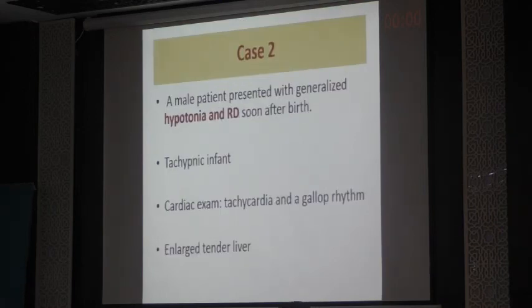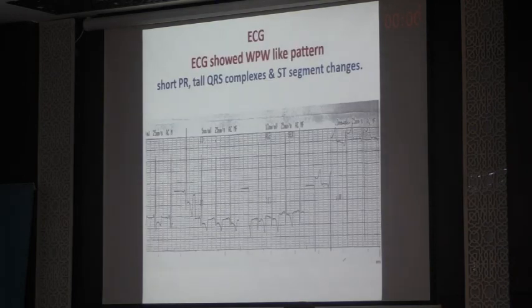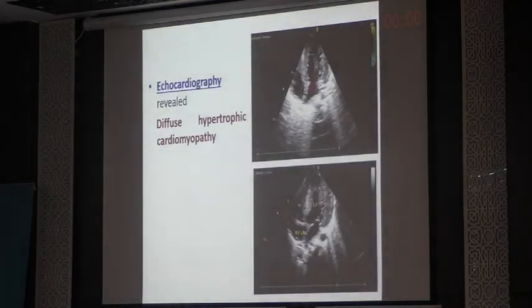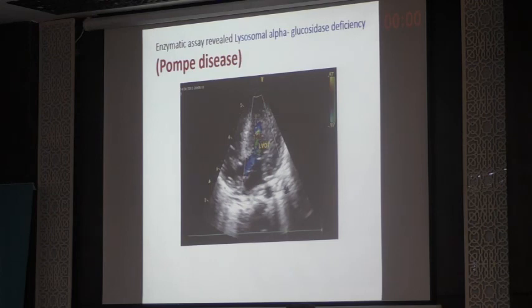So we have to look at the patient with hypotonia and respiratory distress soon after birth. He's tachypneic, tachycardic, with a gallop rhythm and a tender liver. The ECG shows a Wolff-Parkinson-White-like pattern with a short PR, tall QRS, and ST segment abnormalities as you see in the ECG. This patient was proved by echo to have a diffuse hypertrophic cardiomyopathy. This clinical picture is suggestive of Pompe disease, glycogen storage type 2, in which there is a lysosomal alpha-glucosidase deficiency.